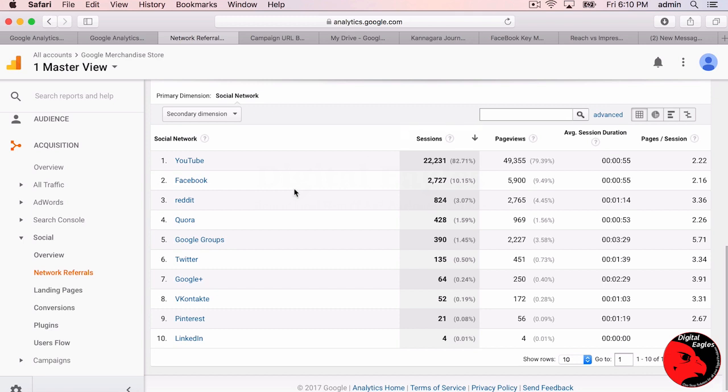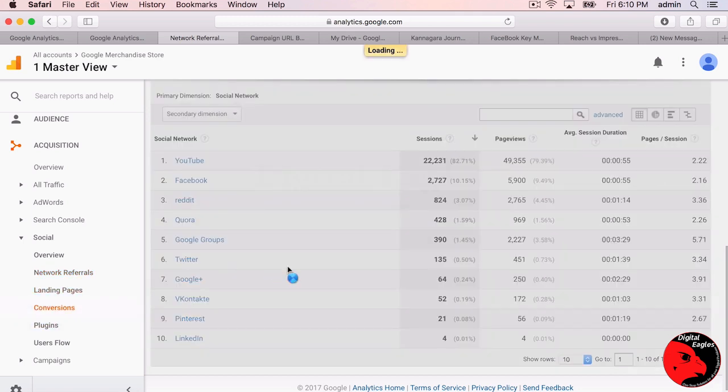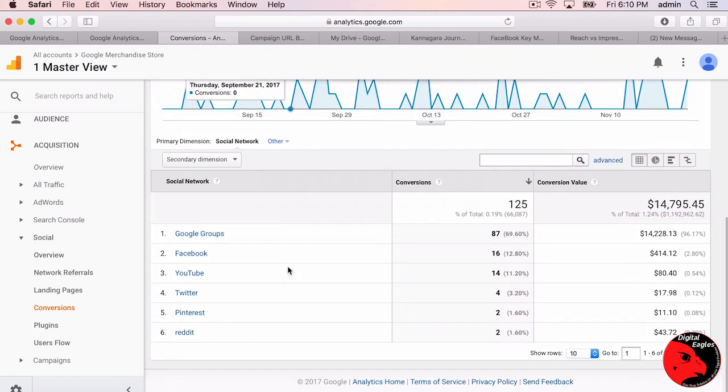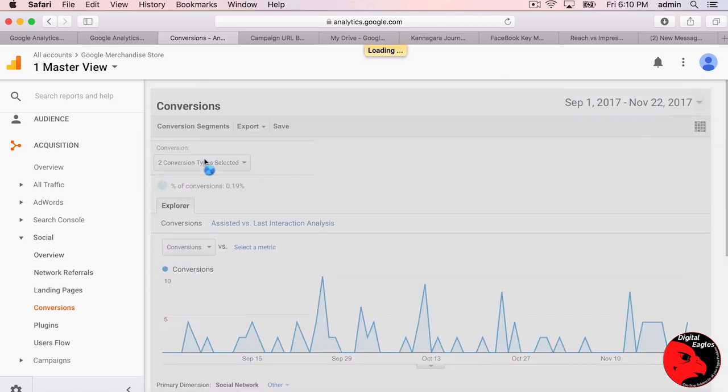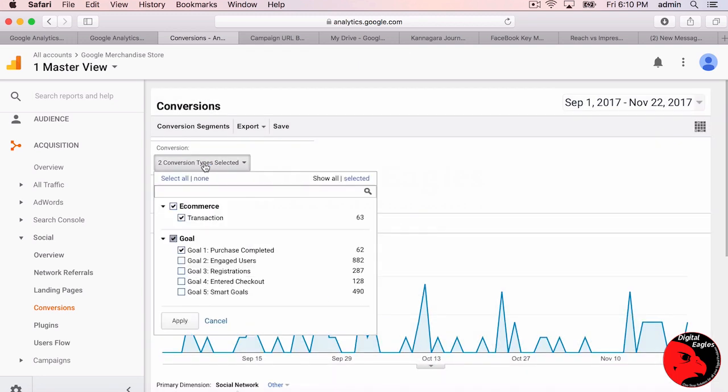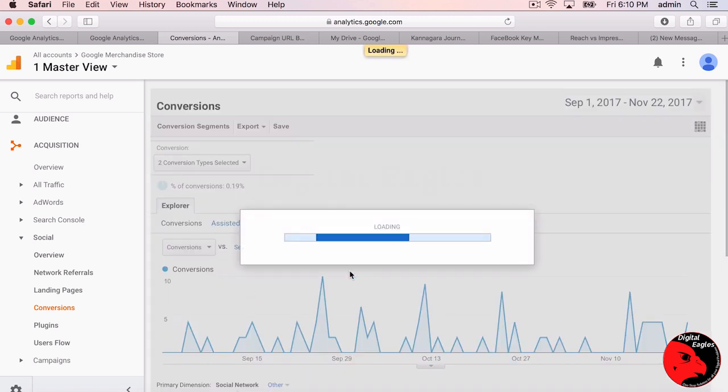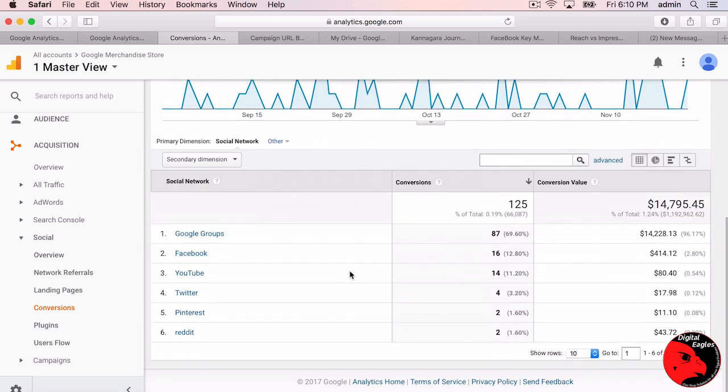And the next one I would like to see is conversions, and I would like to see the number of people who have finished a transaction. For that I will be selecting something like e-commerce transaction and purchase completed, because I'm looking at people who have finished a purchase, not just a registration or a lead. So I see that Facebook has generated $414. The next time your boss or your manager walks in or your client asks how much did Facebook give you, you can give that number.